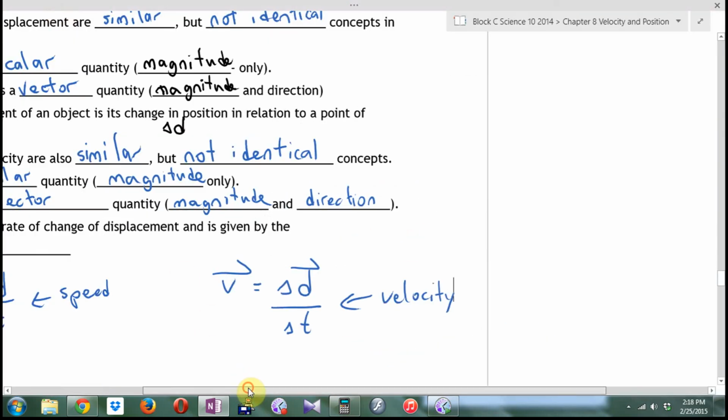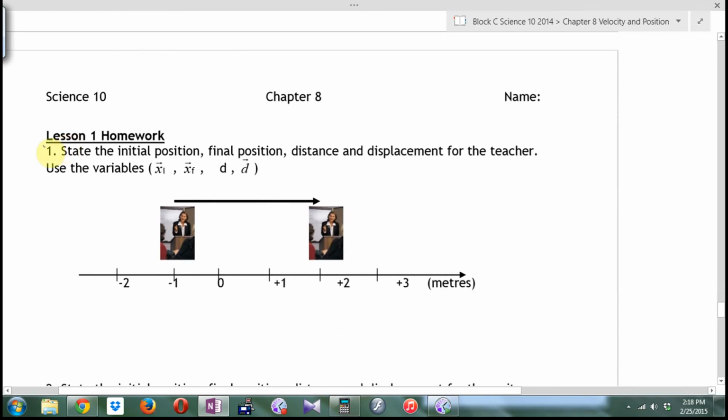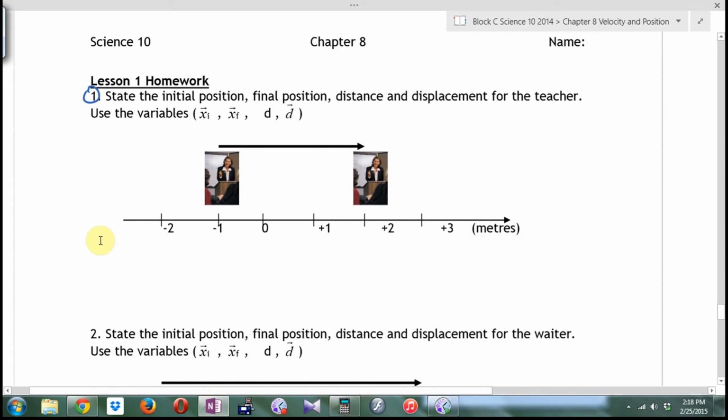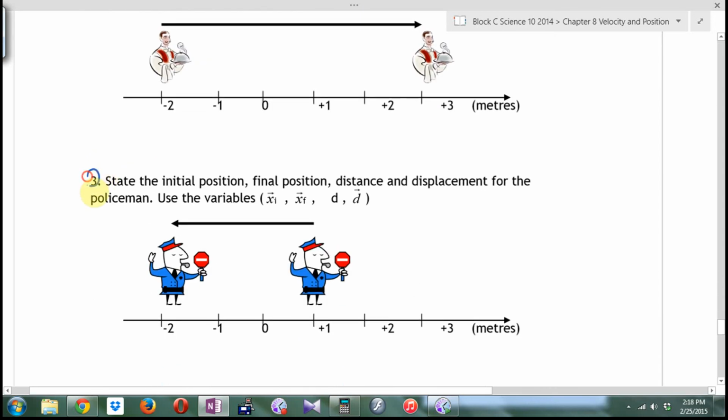First of all, number 1. So number 1 for each of these pictures says state the initial position, call it xi, the final position, xf. You can use di and df as well, but when I was making this up, I used x. The distance, d, and the displacement. For the teacher, I've drawn an arrow to show which way they're moving.